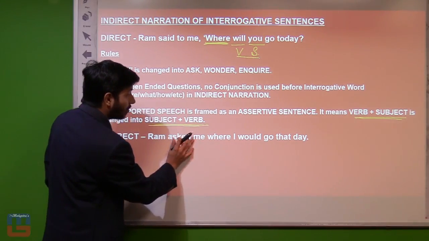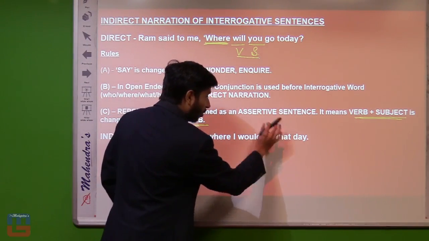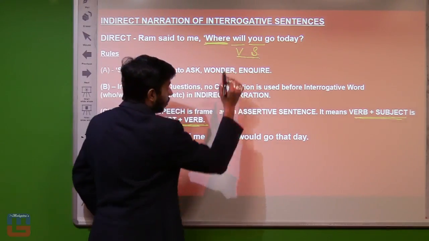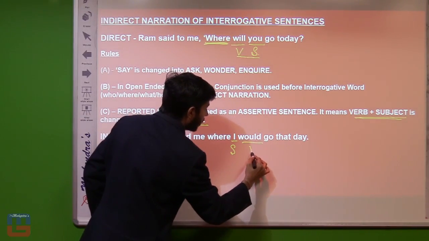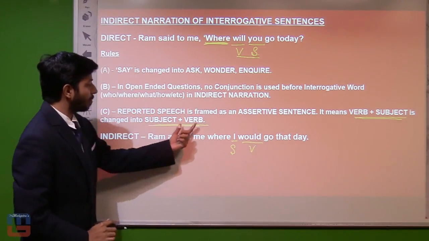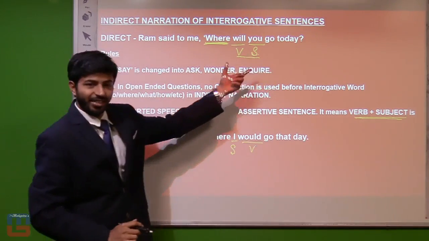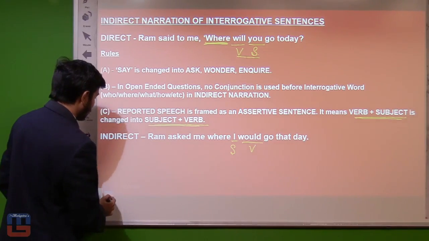Here, Ram asked me where I would go that day. Here the subject is I, the verb is will. In direct speech it is verb plus subject, and here it becomes subject plus verb. So these are the tricks which you may get.